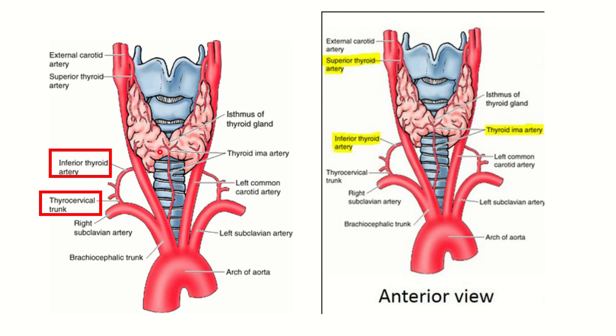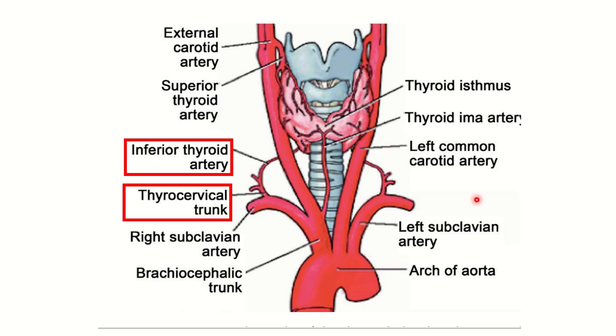And there is another artery, which is the thyroid ima artery. This thyroid ima artery is derived from the brachiocephalic artery. This is the brachiocephalic artery. In the second picture also, it is highlighted that this is the superior thyroid artery, this is the inferior thyroid artery, and this is the thyroid ima artery, and these three arteries supply the thyroid gland. And here you can see this is the inferior thyroid artery branching from the thyrocervical trunk.